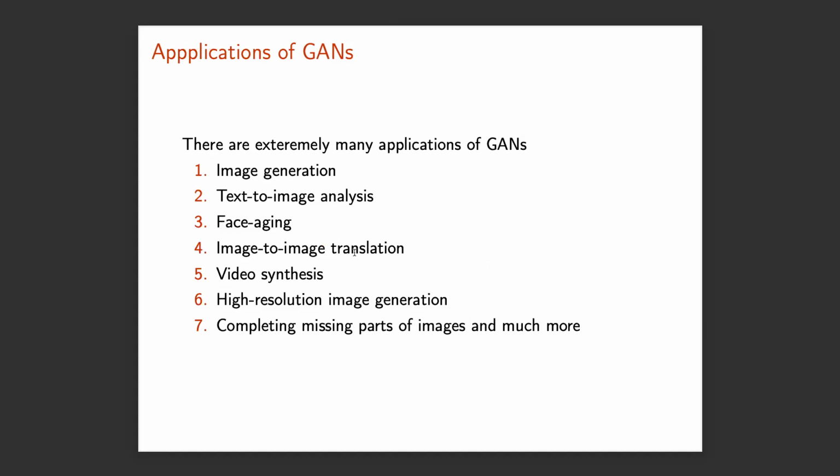Here you can see some examples of how these methods are being used: image generation, text-to-image analysis, face aging, and so on. Historically, the popularity of these methods peaked around 2021, but lately diffusion models, which we discussed last week and the week before, have in a way taken over. But as you know, this field of machine learning and deep learning moves pretty swiftly, and we don't know what will be the next generation of popular models.